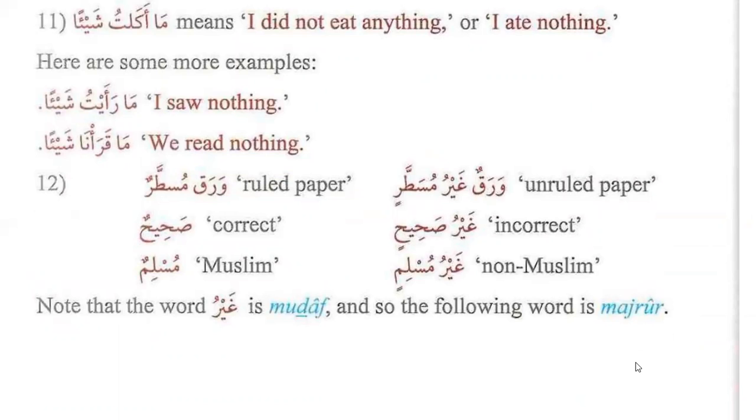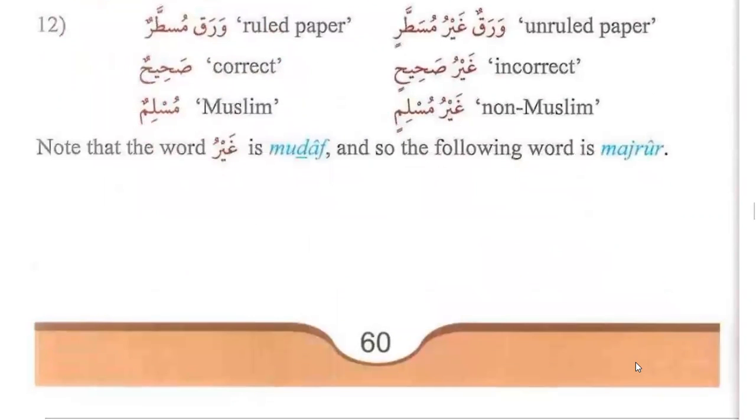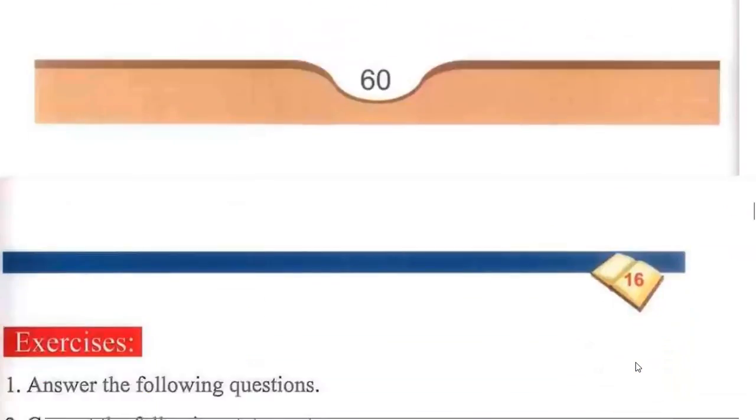Waraqun musattarun: ruled paper. Then waraqun gayru musattarin: unruled paper. Sahihun: correct. Gayru sahihin: incorrect. Muslimun: Muslim. Gayru Muslimin: non-Muslim. Note that the word gayru is mudaf, and so the following word is majrur, because mudaf ilayh is always majrur.